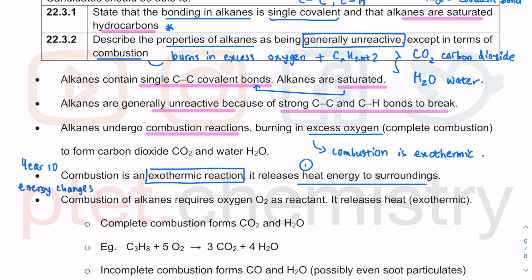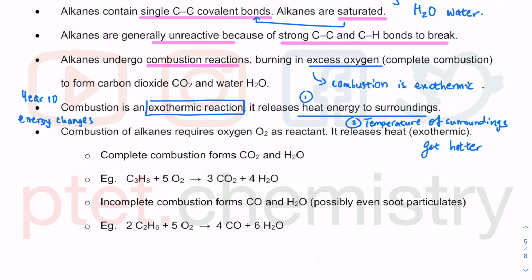So when this reaction releases heat energy to the surroundings, what will happen to the temperature of the surrounding? The surroundings will get hotter. So the temperature of surroundings would increase, temperature of surroundings get hotter. Those two are the definition of exothermic reaction. It releases heat energy to surrounding, temperature of surroundings get hotter, or it increases, that kind of stuff. Combustion of alkanes require oxygen as a reactant. You burn in excess oxygen and then you will release heat energy.